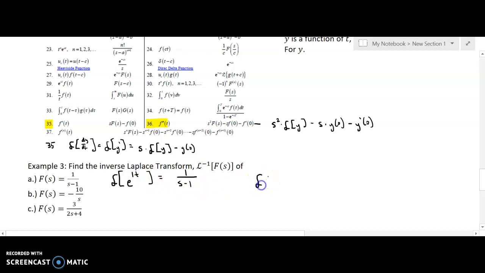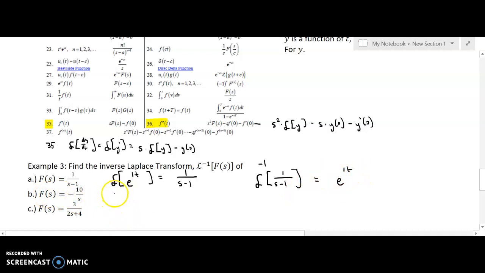So often the way we write it is because we're trying to figure out what function did I start off with to end up with 1 over s minus 1? Well, that function was e to the 1t. So we can say the inverse Laplace of 1 over s minus 1 is e to the 1t.